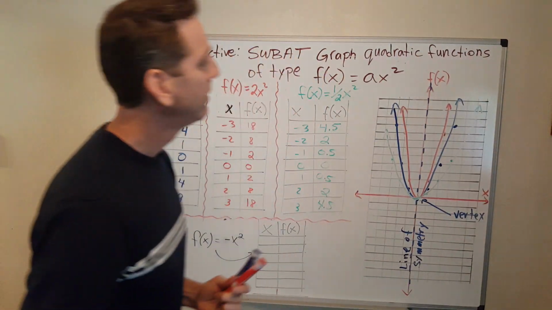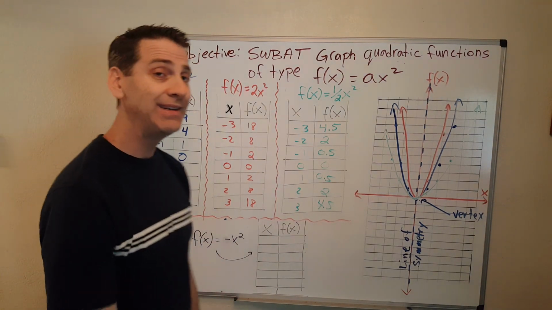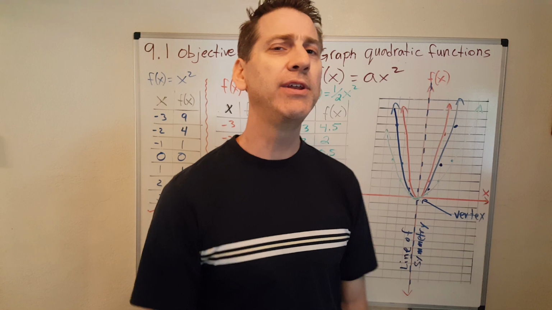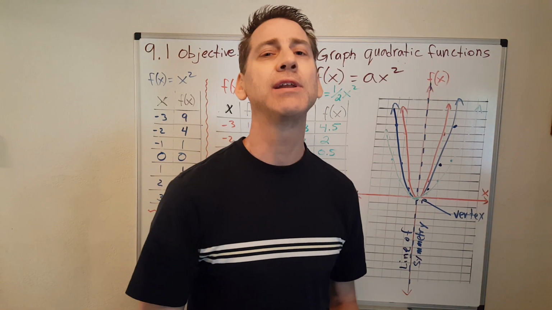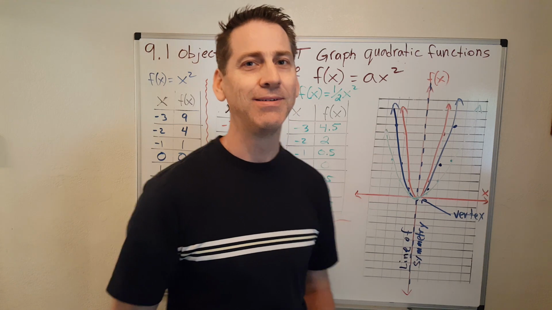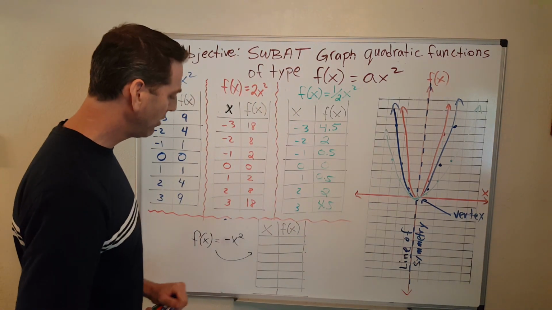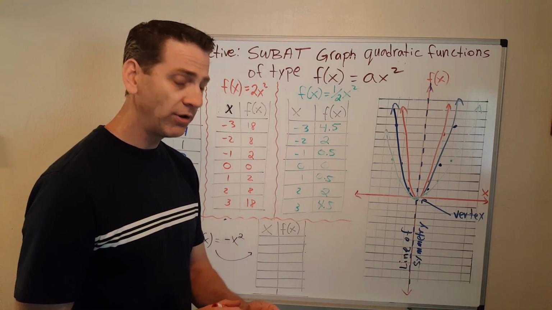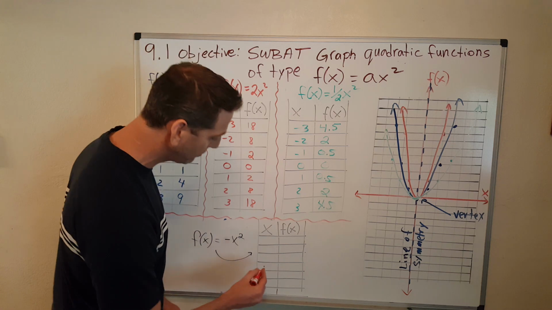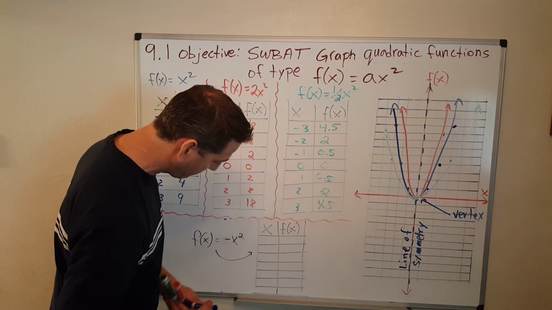Now, last thing. What happens when a is negative? Pause the video and see if you can try to guess. What do you think is going to happen to my parabola? All right, well, let's find out, shall we? We're going to do the same thing. We know our vertex is going to be at x equals 0. So it's going to be, whoops, I need to do this in purple.